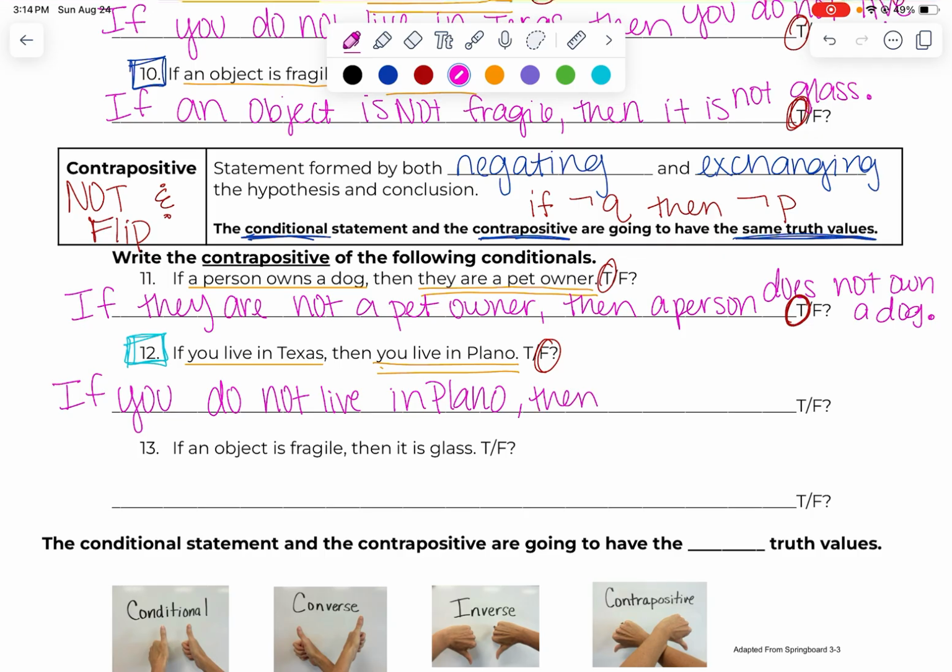Then you do not live in Texas. Remember, the statement is false if you can find a counterexample. So if I do not live in Plano, could I live somewhere else that is also in Texas? Okay, there's many places I could live. I could live in Dallas or McKinney. So this statement is false.